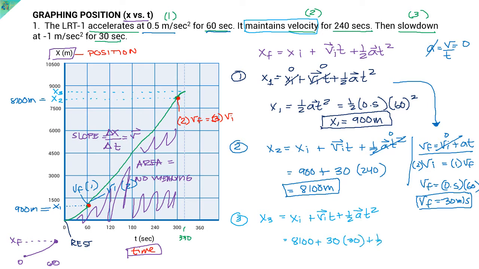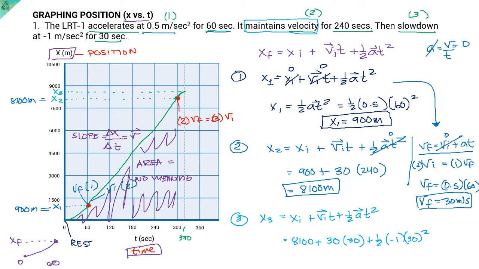Plus 1/2 acceleration. So the acceleration for situation 3 is -1 meters per second. So it's -1 since it is now slowing down. So it makes sense that it should be a negative acceleration. So that's -1. Multiplied by the duration that situation 3 happened, that's 30 seconds. So I'm going to write here 30. And then the square, I'm going to square that according to the formula. Let's plug that in our calculator.